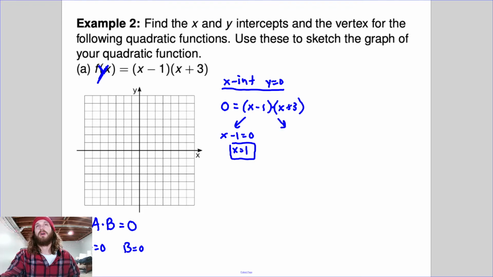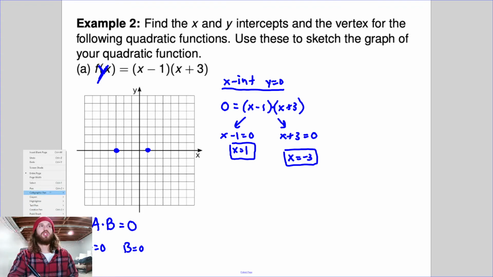Here's our product. The other number that will make it true is if this thing is equal to 0, because then 0 times that will be 0, and you'll get x plus 3 equals 0. So x equals -3 is a solution as well. So we know that our parabola has two x-intercepts. It crosses at 1, and it crosses at -3, which is right here. Our parabola crosses here and here.